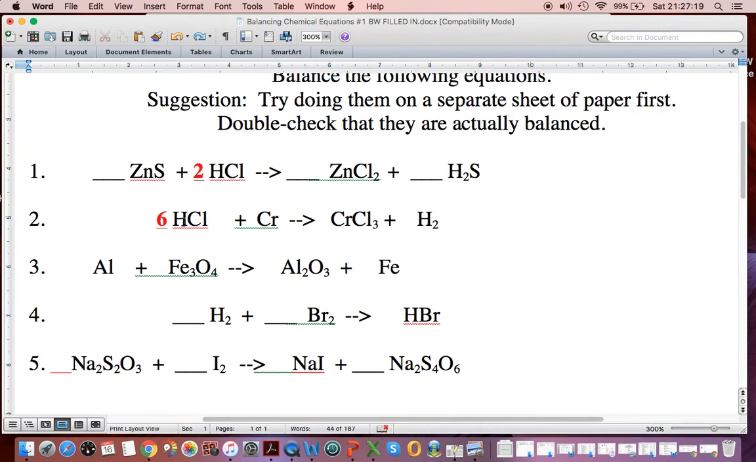If we have 6 hydrogens here, we're going to have a 3. 3 times 2 is 6. And if we have 6 chlorines, we're going to need a 2 here to get the chlorines balanced. So we go boom, boom, there's our 2 and our 3. We end up with 2 chromiums there, and so we put 2 chromiums to the left of the arrow. Now sometimes people like to do this on another sheet of paper, and that way they can scribble notes to themselves if they're having a hard time picturing it.